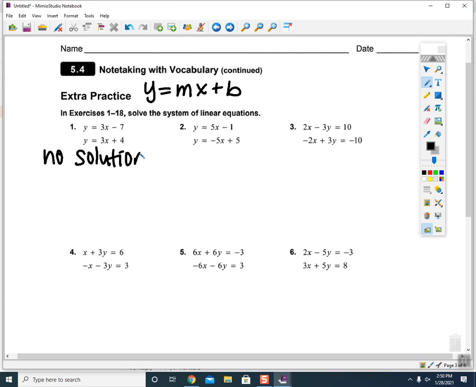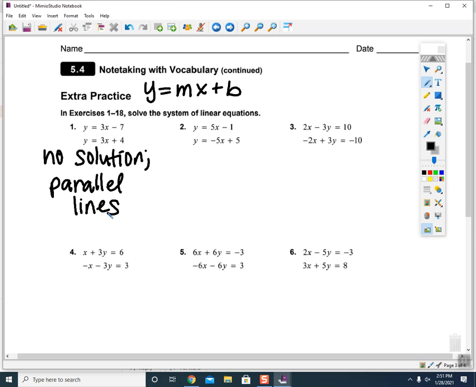And here's what I would do if I were you. Because these are our notes and we get to use our notes on tests and quizzes, I would write that they're parallel lines. Here's why. If you're going back to this to look for examples, then you can look at that and go, well, why did I know that was no solution? I know that's no solution because they're parallel lines, right? So that's one way to do this one.